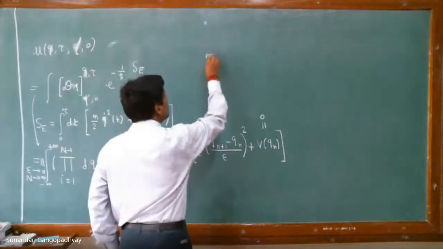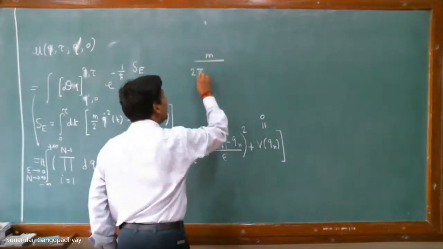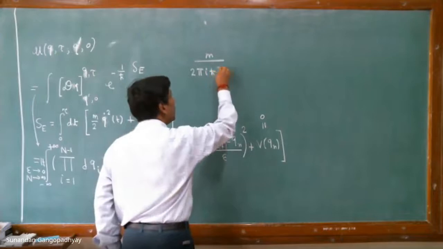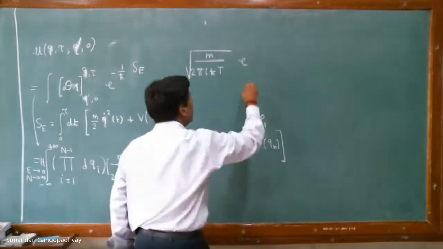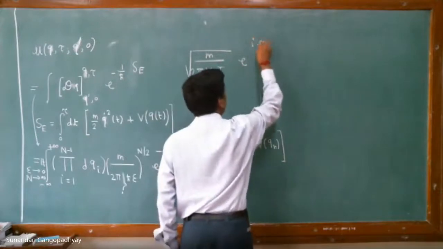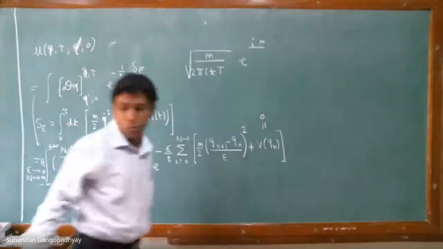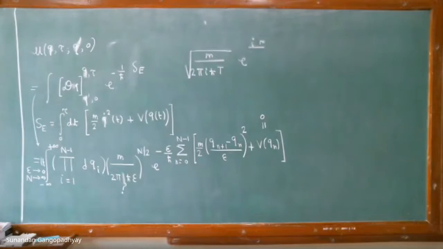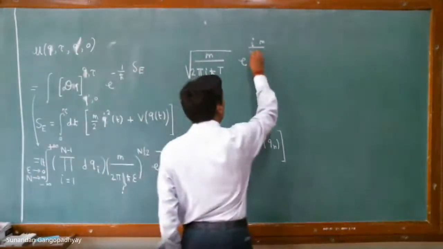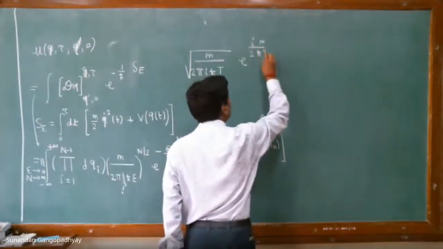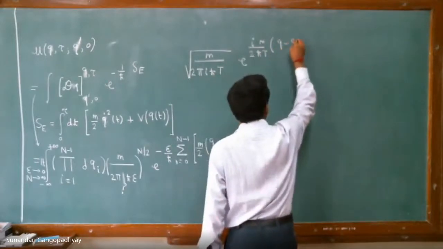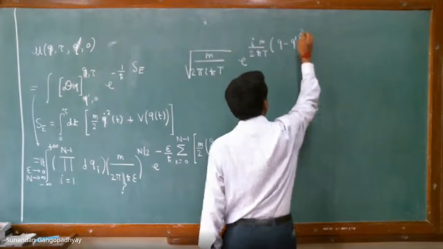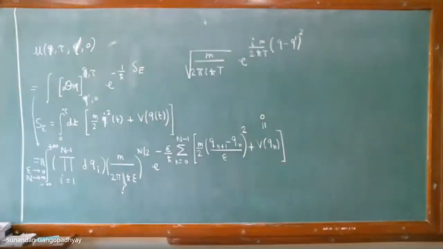And the answer there, if you remember correctly, was square root of m by 2 pi i h bar t, e to the power of i m by 2 h bar t, q minus q prime whole square. This was the answer for the free particle, right?